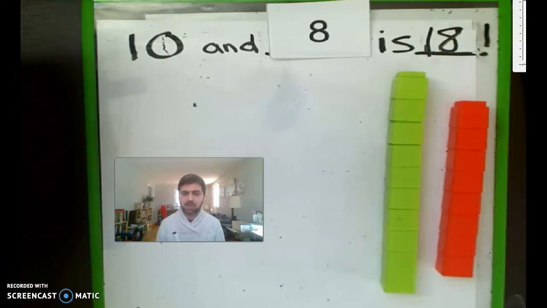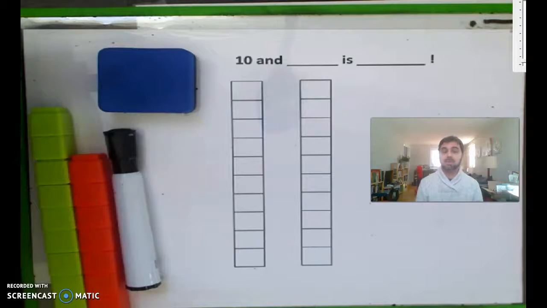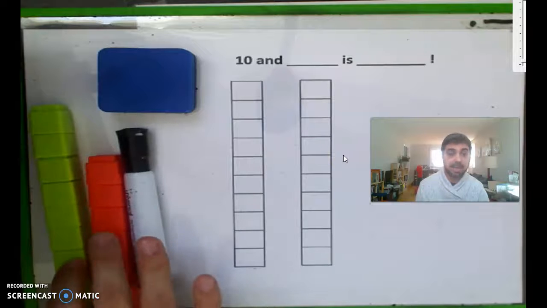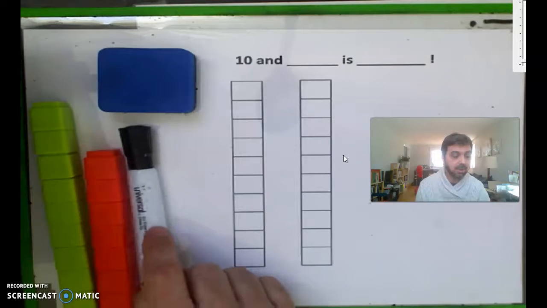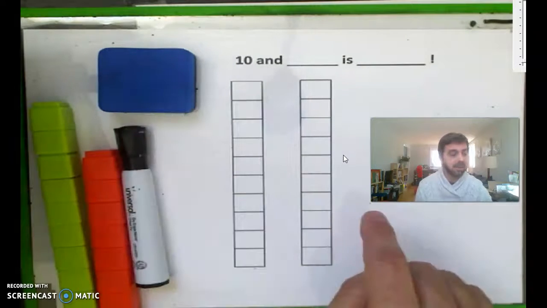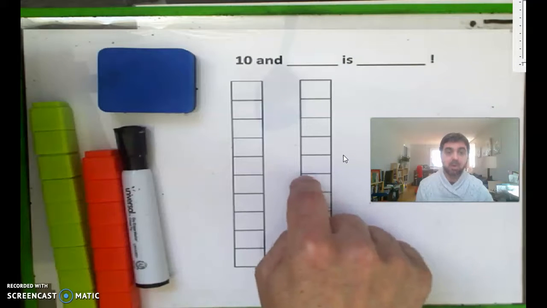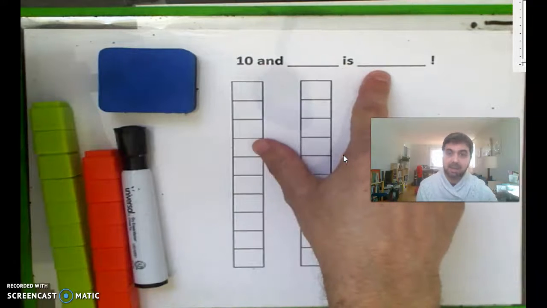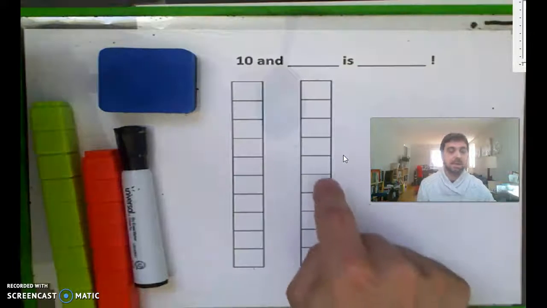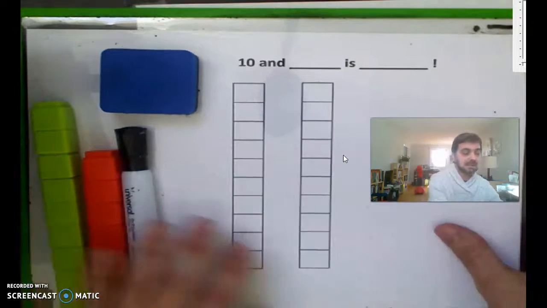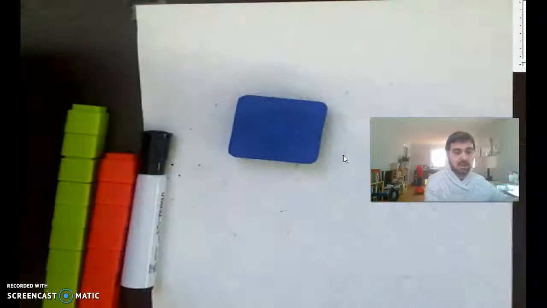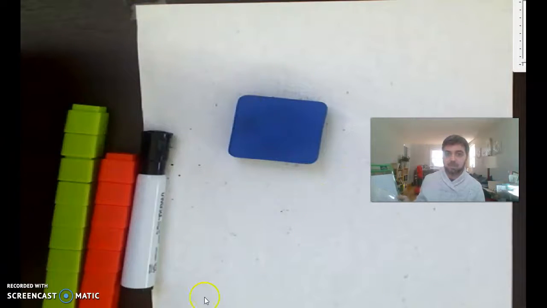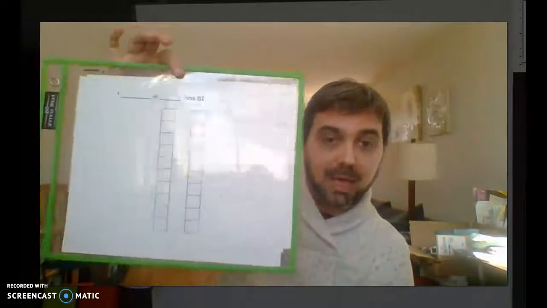All right, I'm going to show you what you're going to do now for your activity. All right, so boys and girls, you're going to need the connecting cubes that you already have out. Okay, you need your marker and eraser, which you often have. You're going to need this piece of paper, which is in your math packet. It says 10 and blank is blank, right? And it has some towers. All right, and you want to put that into your dry erase sleeve. So it's going to look like this, in your sleeve. Okay, so get that ready.